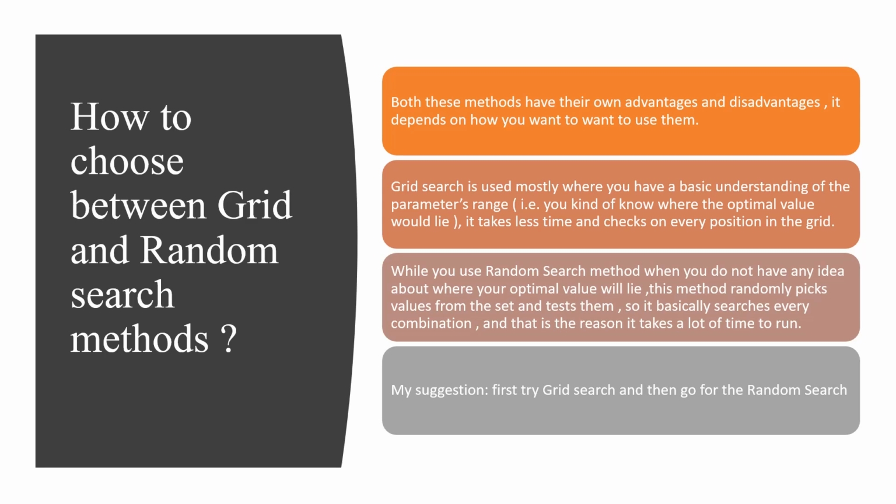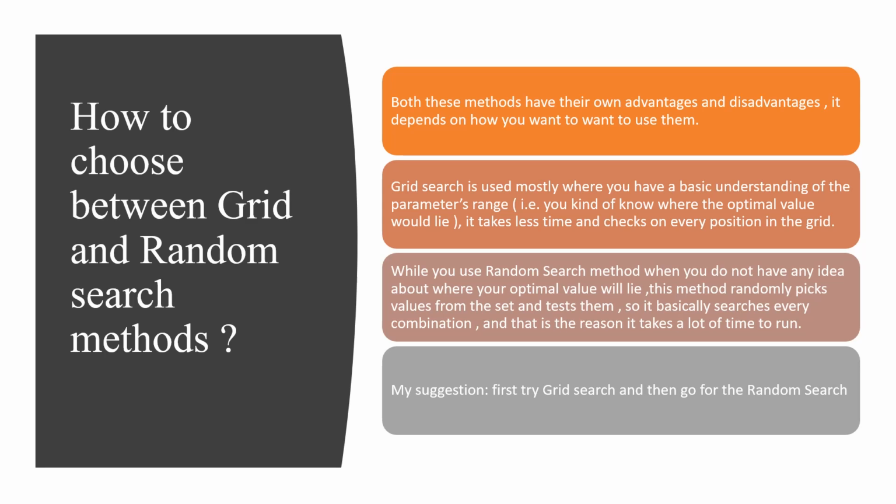What are your requirements? Grid search is used mostly when you have a basic understanding of the parameter's range. For example, if you take k nearest neighbors, and you know that the value of k would be between 2 to 10 approximately, that's where you use grid search. It takes less time and it checks every position on the grid. That's why it's called grid search.